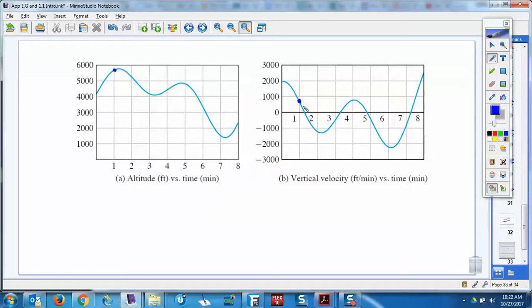Isn't the speed increasing? Think about what the speed's doing. This thing's like 500 feet per minute, then 600 feet per minute, then 700 feet per minute, then 800 feet per minute. Down here, it's 1,000 feet per minute. Isn't it getting faster? But it's going down, right?